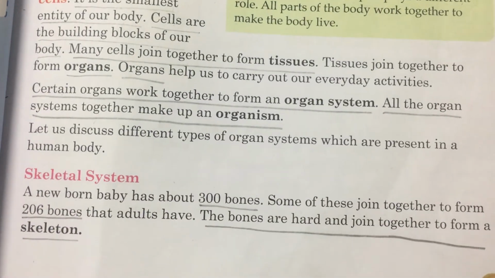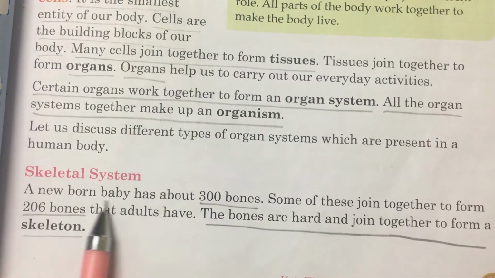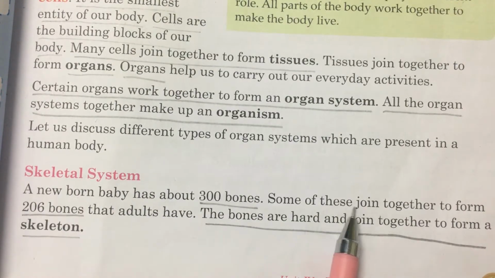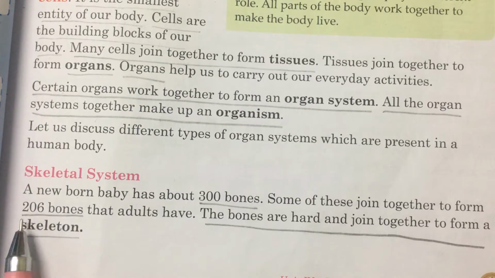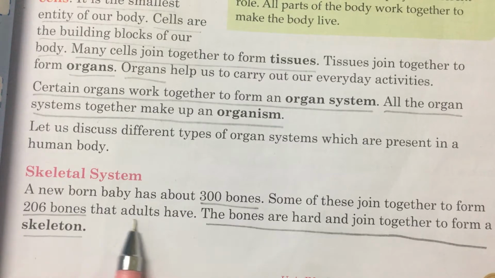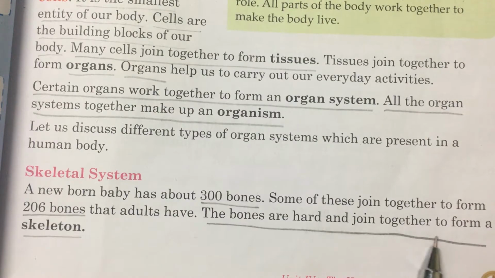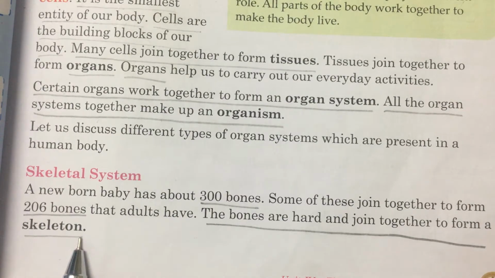Skeleton system. A newborn baby has about 300 bones. Some of these join together to form the 206 bones that adults have. The bones are hard and join together to form a skeleton.